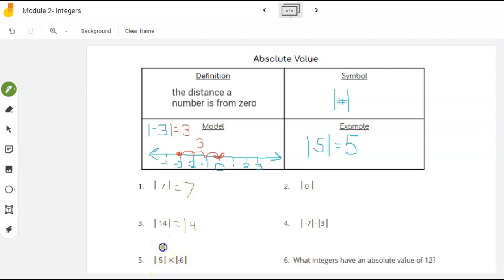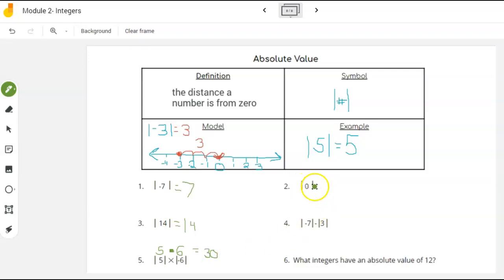Looking at this one. Absolute value of 5 is 5, like we said earlier. Absolute value of negative 6 is 6 spaces away, so it's 6. I keep that times sign, and you'll sometimes see it as a little dot. That's okay. That just means times. 5 times 6 is 30. And I'm all done.